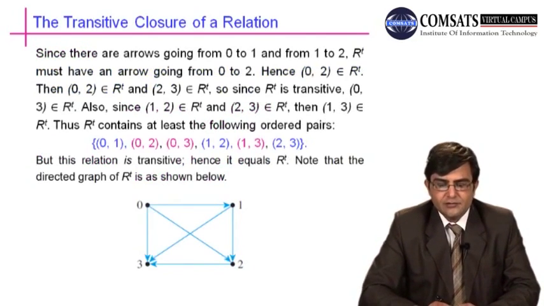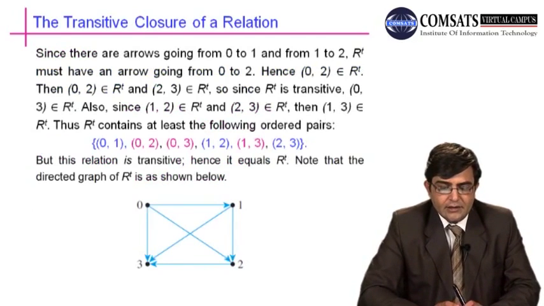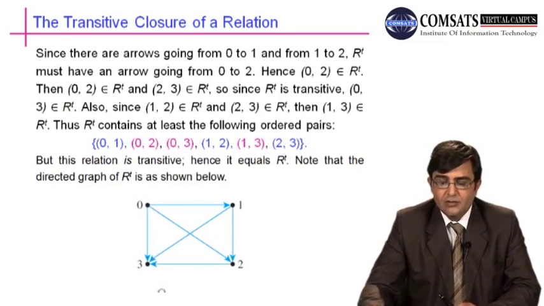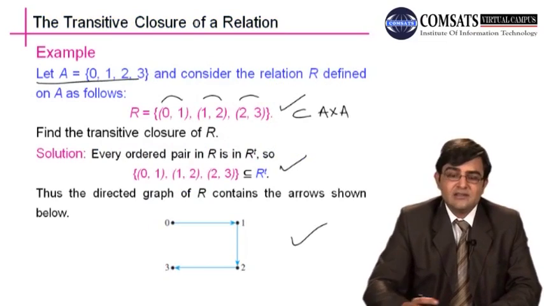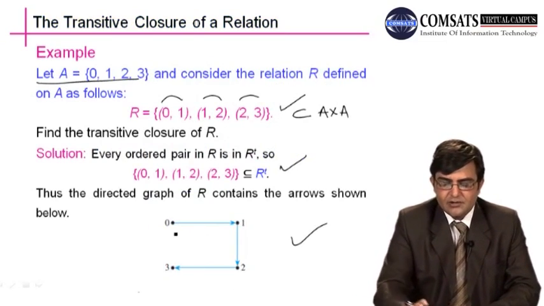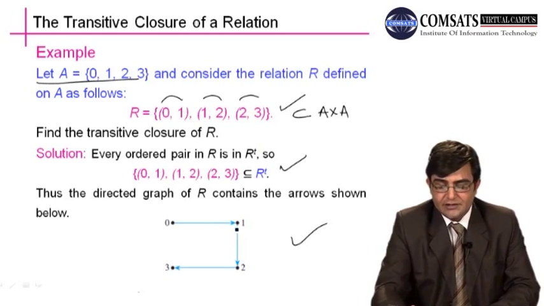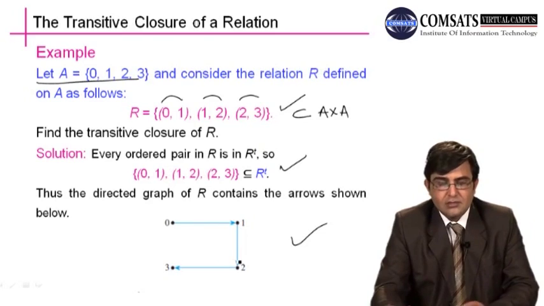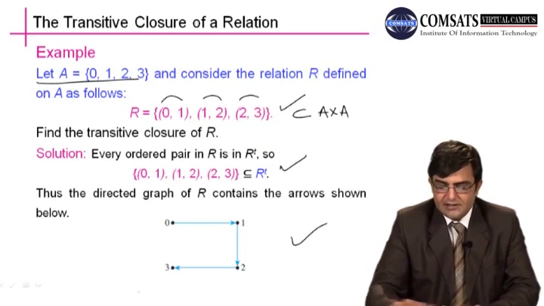Since there are arrows from 0 to 1 and 1 to 2, we can see that this relation R is not transitive in the directed graph, because 0 is related to 1, 1 is related to 2, but 0 is not related to 2, so this cannot be transitive. So how do we make it a transitive relation?